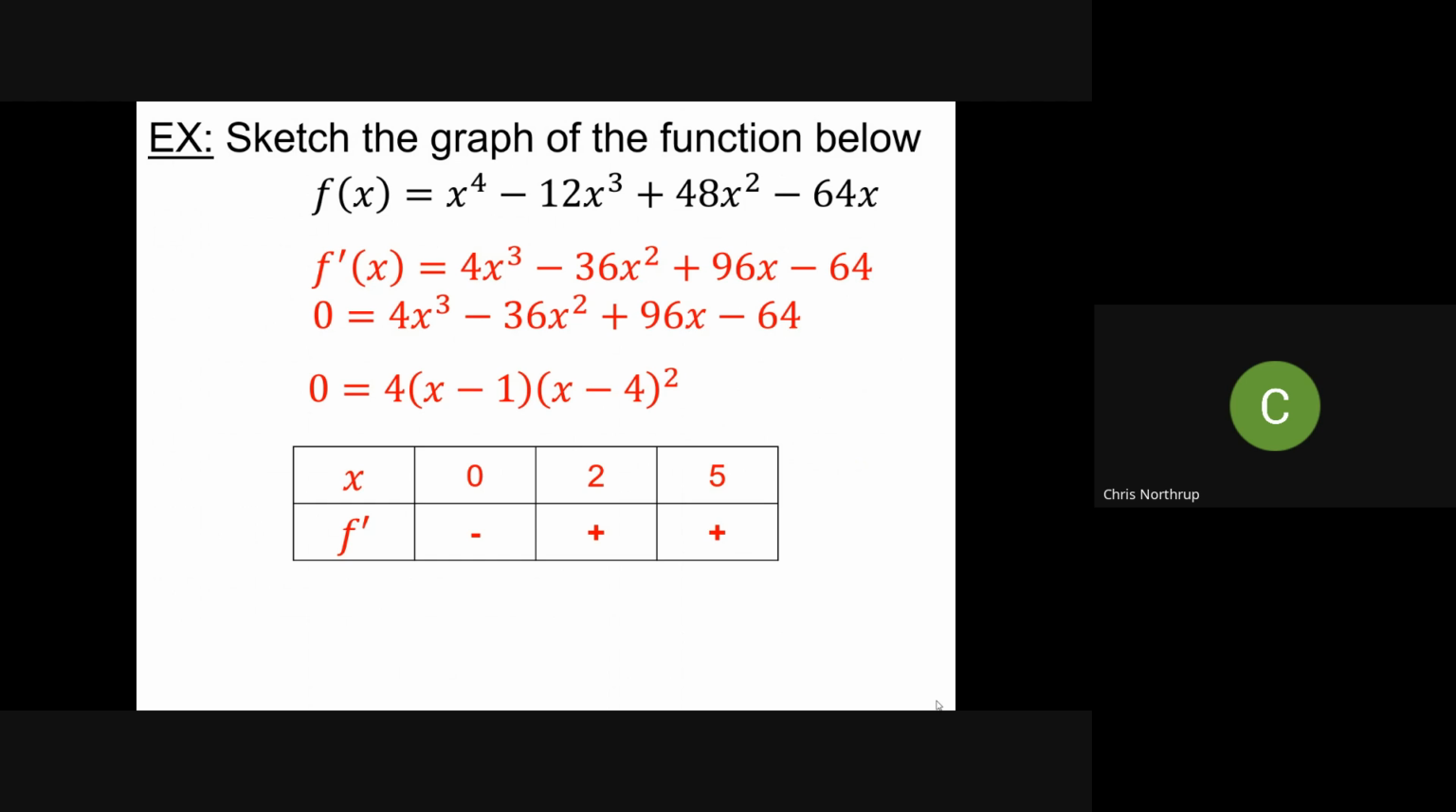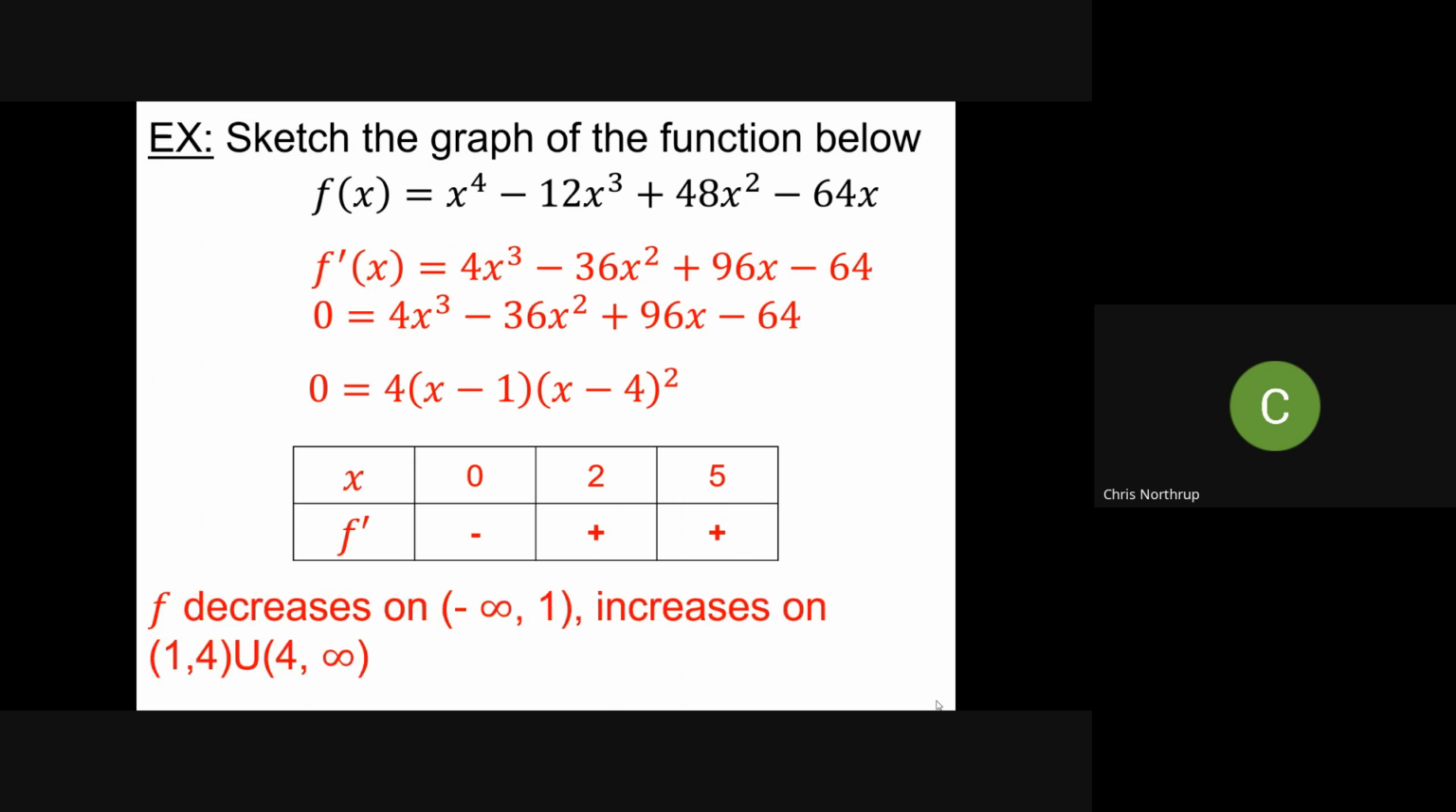If I do a sign analysis near each point, so to the left of 1, in between 1 and 4, and then to the right of 4, looks like at x equals 1, I'm going to have a relative minimum because I change from decreasing to increasing. No relative maximum because I don't change from increasing to decreasing. Speaking of, looks like I have decreasing from negative infinity to 1 and increasing from 1 to 4, 4 to infinity. Notice we don't include 4 in the change, and that's because at 4 we actually have a horizontal tangent, but we don't have a min or max there.